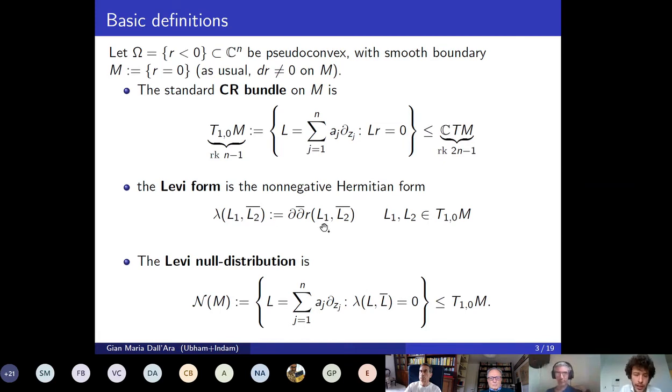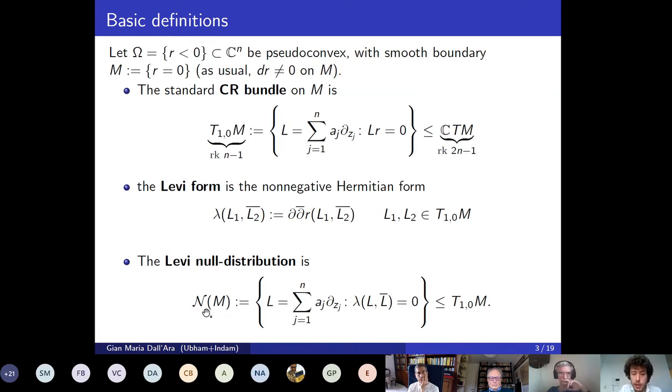The quadratic form is non-negative, so at every point we have a subspace consisting of all the vectors that are in the kernel of the form. Since the form is non-negative, to be in the kernel, in the sense that lambda L m bar is equal to 0 for any other vector field m, is the same as requiring that lambda L bar is equal to 0. So N is a distribution at every point of the boundary of the domain. It is a complex subspace of T10M.